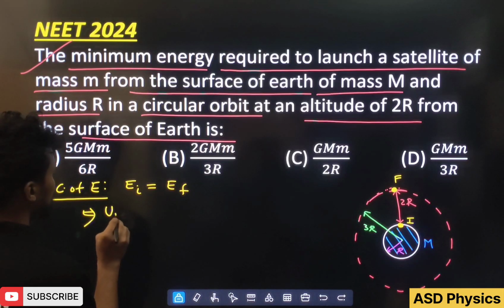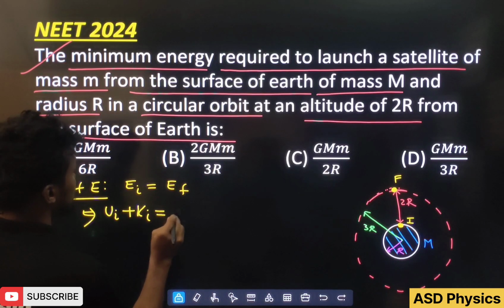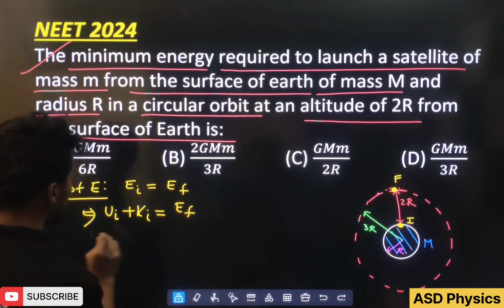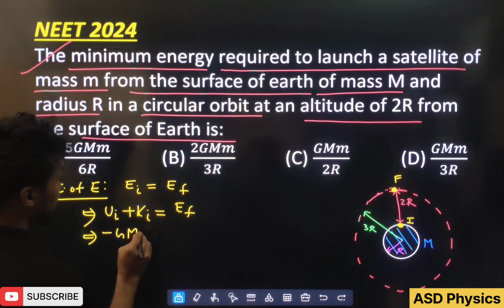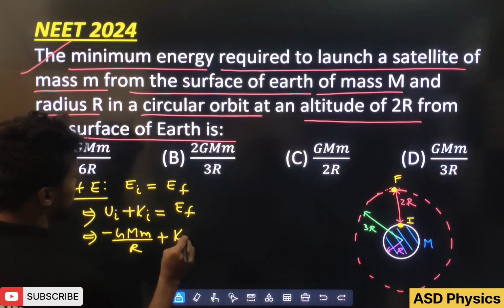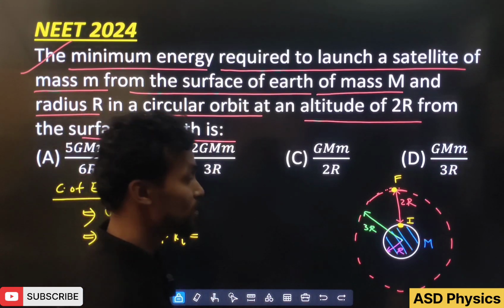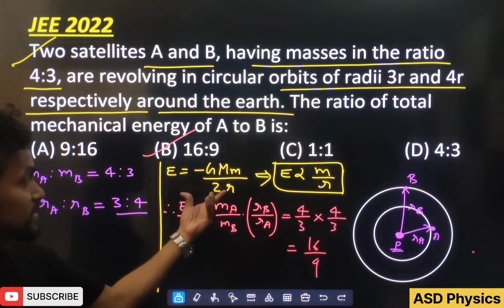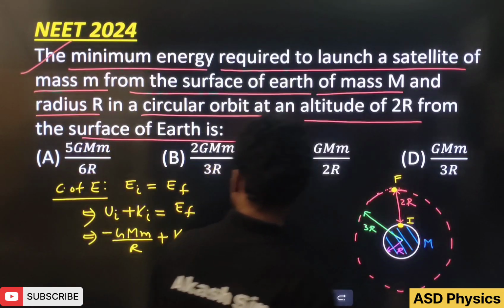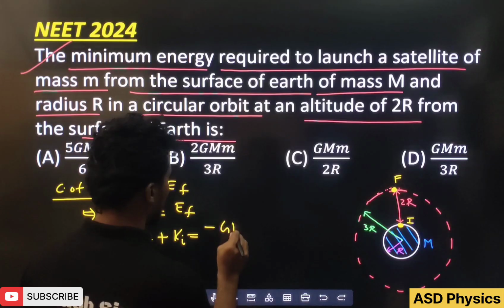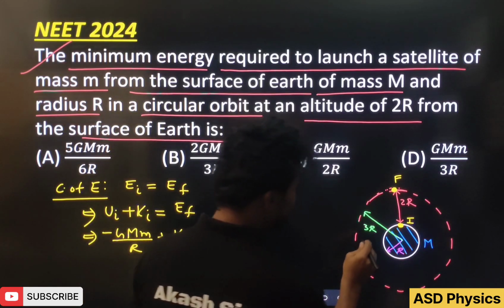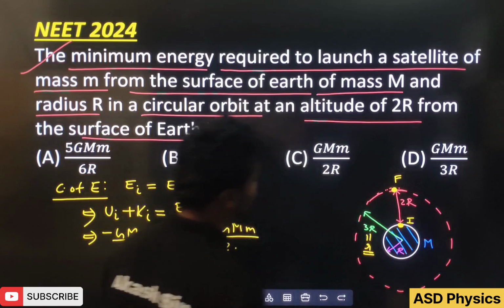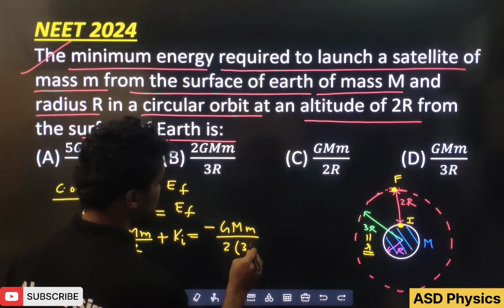So see, Ui plus Ki is equal to the final energy. So Ui, how much here? At the surface of the earth, the formula is minus GM by r, plus this much energy is needed. And what is the final energy formula, students? I have told before also: minus GM by 2r. Now what is the small r value here? This is only the small r, not the orbital radius, so this will become 3r.